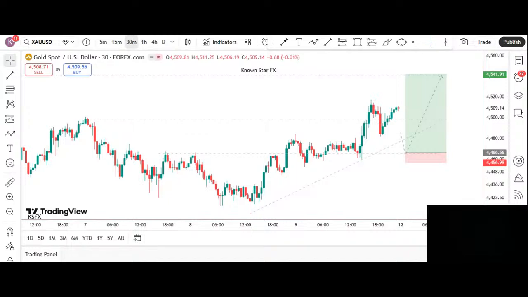So this year I want us to be very, very disciplined. I want us to trade properly. And for every single trade we take, I want us to be very, very intentional about the trade.